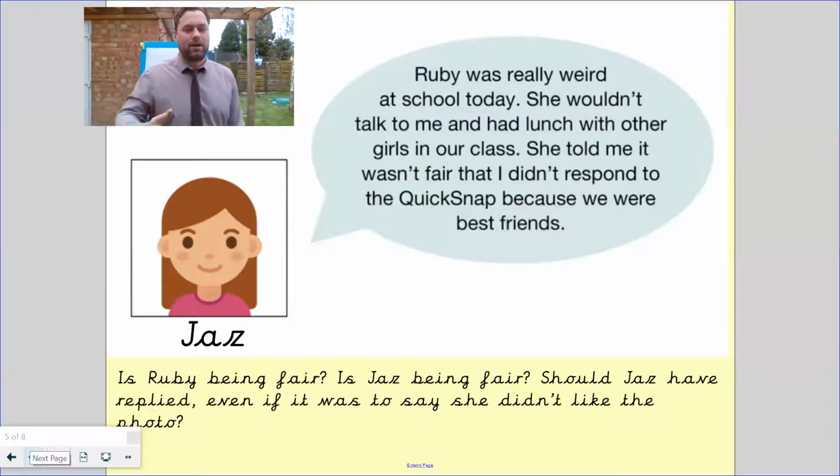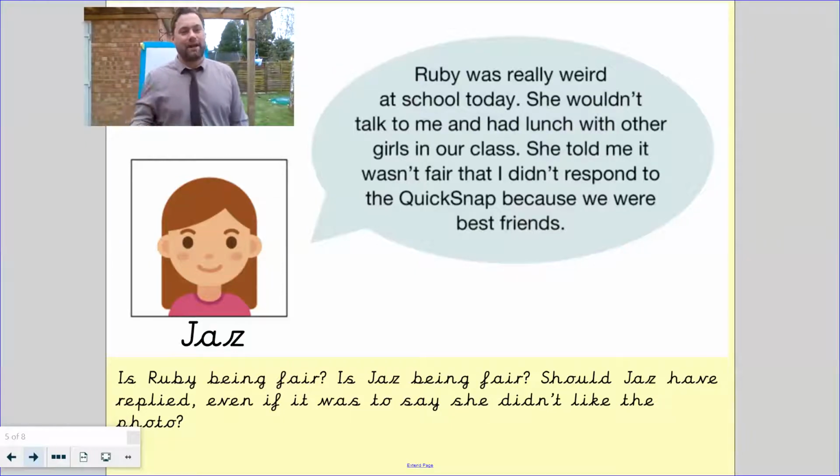Because her actions are making Jazz feel that she needs to do what Ruby tells her to do. She feels that because she didn't respond straight away, she now has to respond straight away to every single message. So there is an element of peer pressure going on here, and it's Ruby putting the peer pressure onto Jazz.